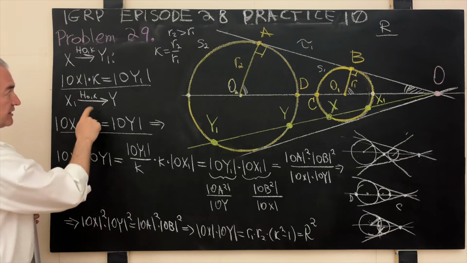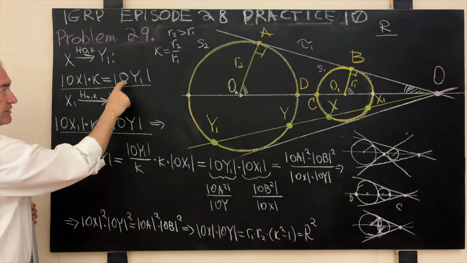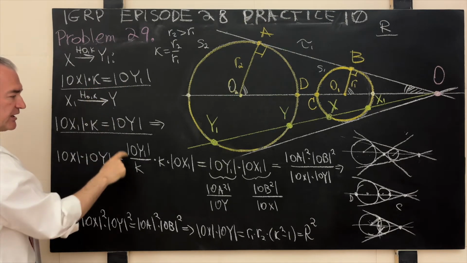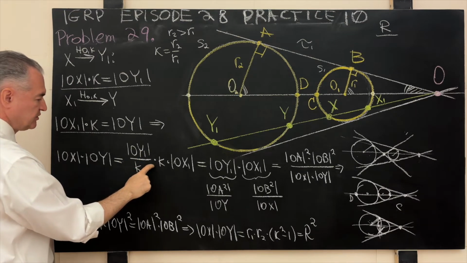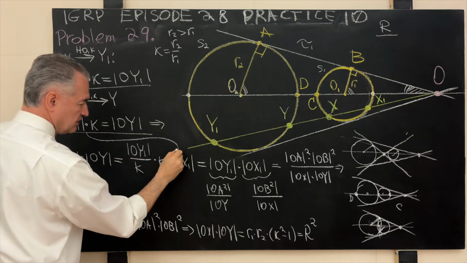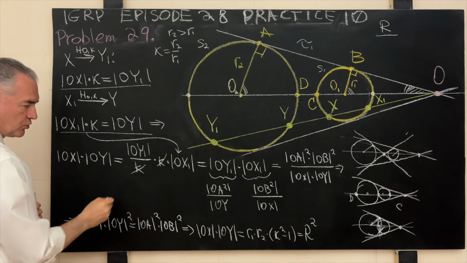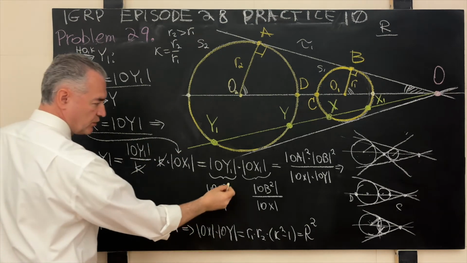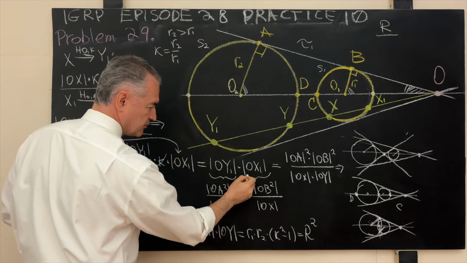So the distance OX is taken from here. It's the distance OY1 divided by K, OY1 divided by K times the distance OY taken directly from here. We take it like this. So the coefficient of homothety cancels out. So we have our product OY1 times OX1.